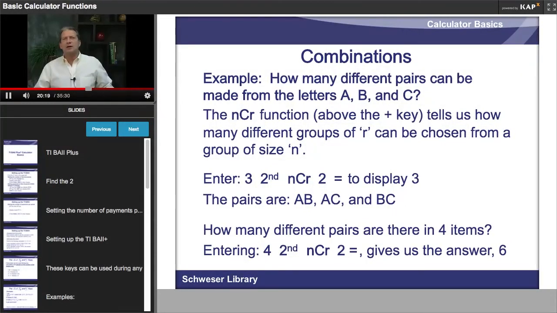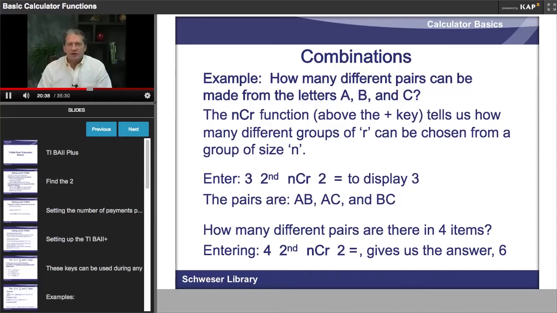Okay, next function we want to look at on this calculator is combinations. So the idea of combinations is, in this example, how many different pairs can be made from the letters A, B, and C? Well, there should be 3 different pairs that we can make from that. And so that's a simple example.